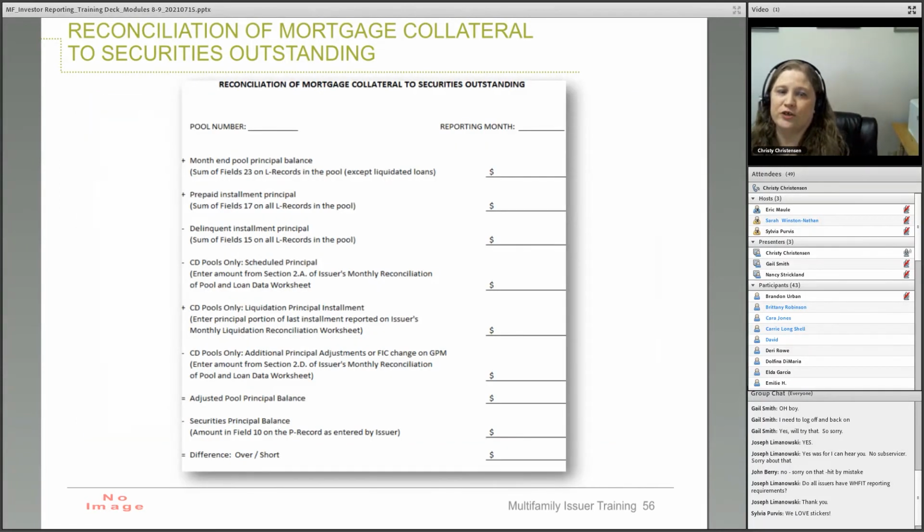Here is a pool to security recon. Again, just like the test of expected recon, most servicing systems will complete a similar pool to security recon report like the one displayed.